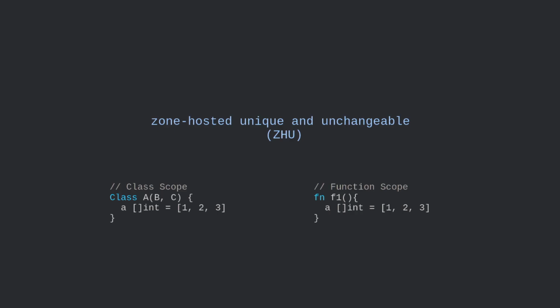In this model, functions and objects define scopes. The scope of a variable is determined at the time of its declaration, following the principle of uniqueness and immutability, that is, the principle of zone-hosted uniqueness and unchangeability. Memory is reclaimed when the scope ends.